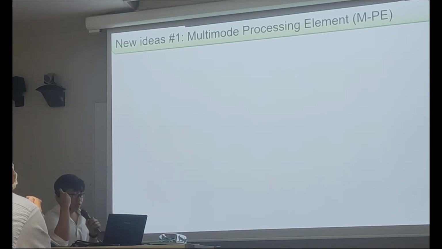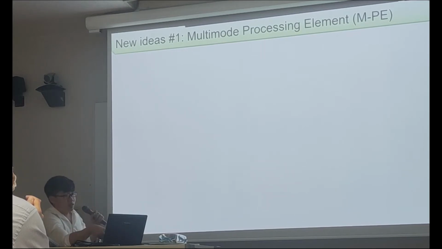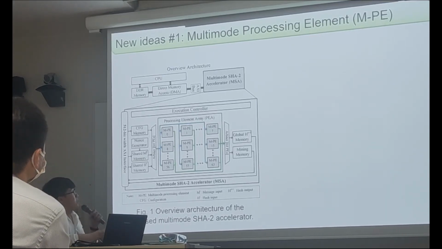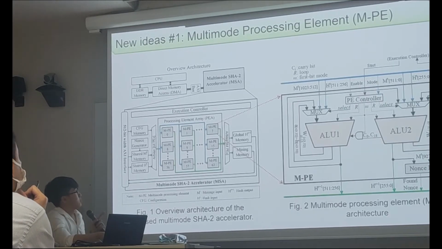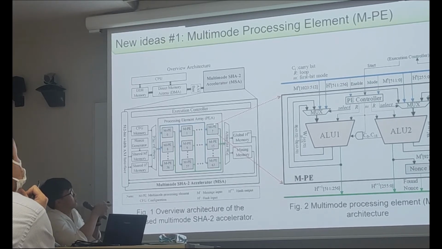So, to go back to my proposed architecture in the first accelerator. To achieve these goals, I propose three new ideas. The first one is the multimode processing element. As you can see here, this is my overview architecture of the proposed Multimode SHA-2 accelerator at the system-on-chip level. The idea is located in the Multimode processing element here.